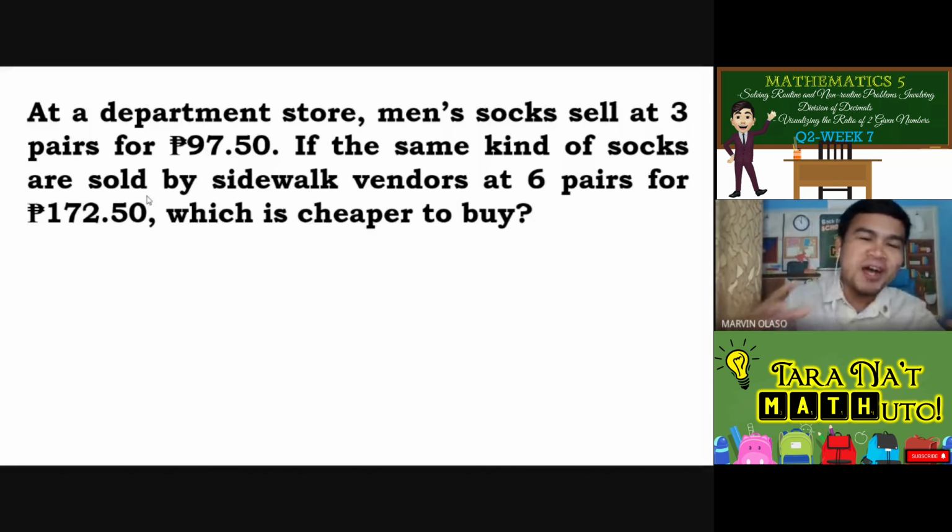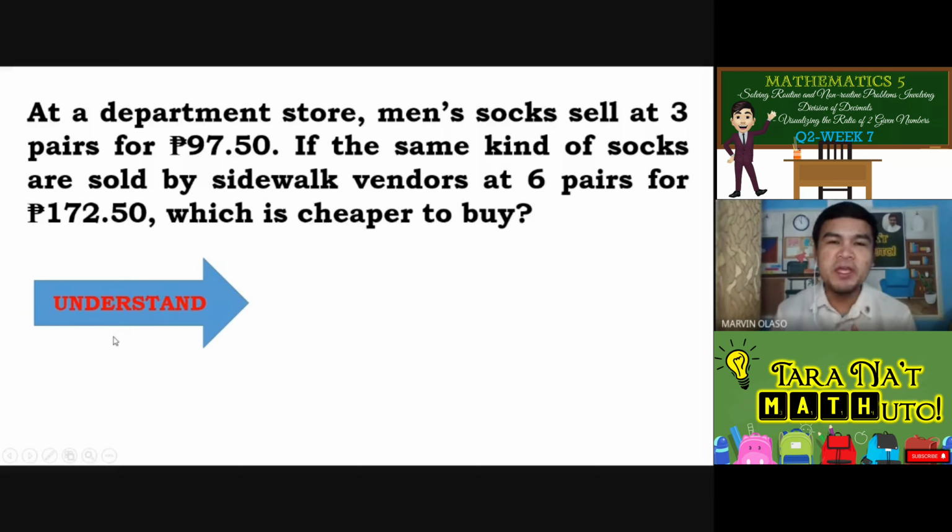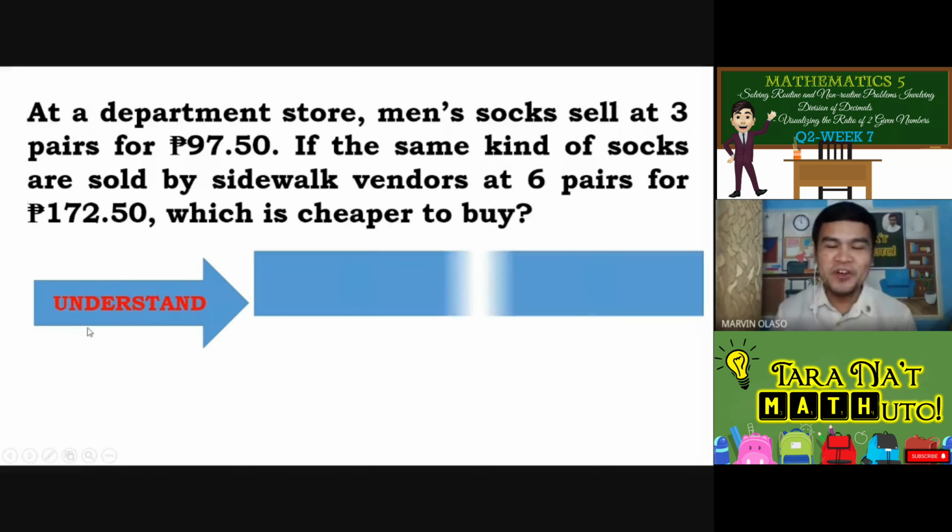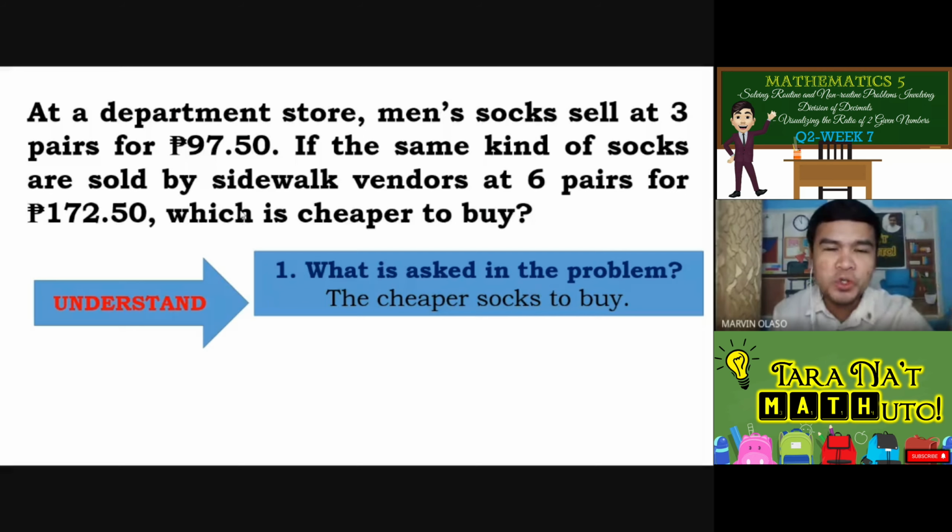So, let's go back now to the problem. Let us first analyze or understand the problem. The first step out of 4 is to understand. First one, what is asked in the problem? Let's go back to the question, which is cheaper to buy. In short, we need to find the cheaper socks to buy, because there are two kinds. There are two sellers: one is the department store, the other is the sidewalk vendors.